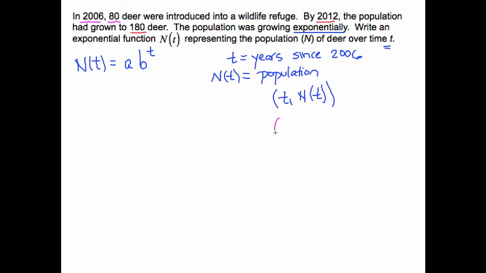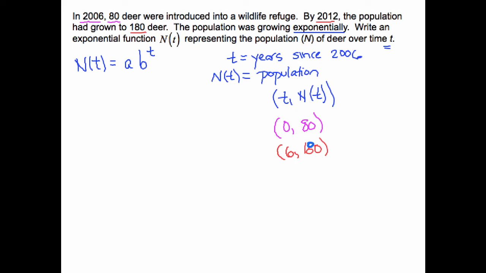So in 2006, that's 0 years since 2006, initially, N of 0 was 80. Initially, there were 80 deer. In 2012, that would be t is equal to 6, because 2012 is 6 years since 2006, the population was 180. So we would have the ordered pair 6, 180.